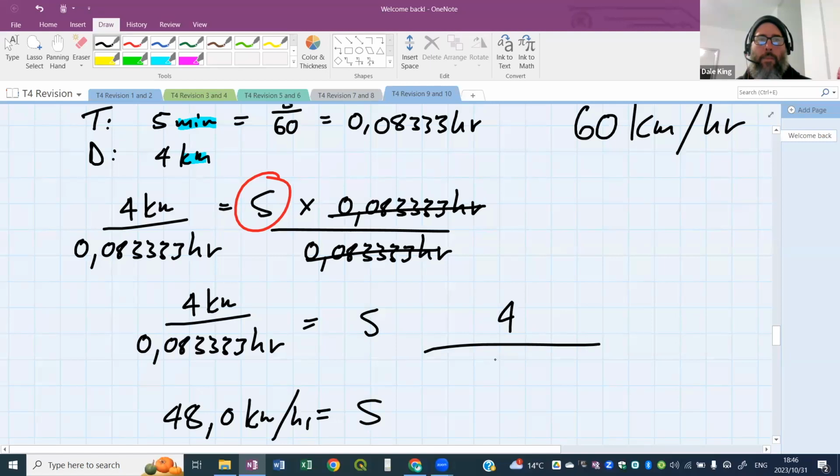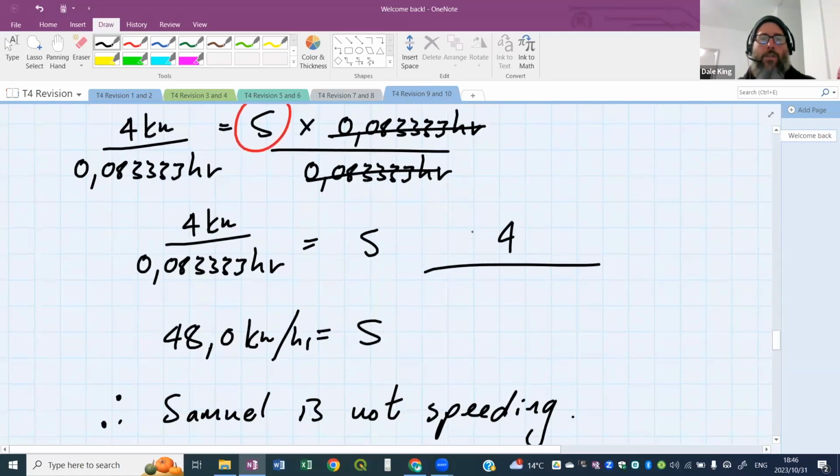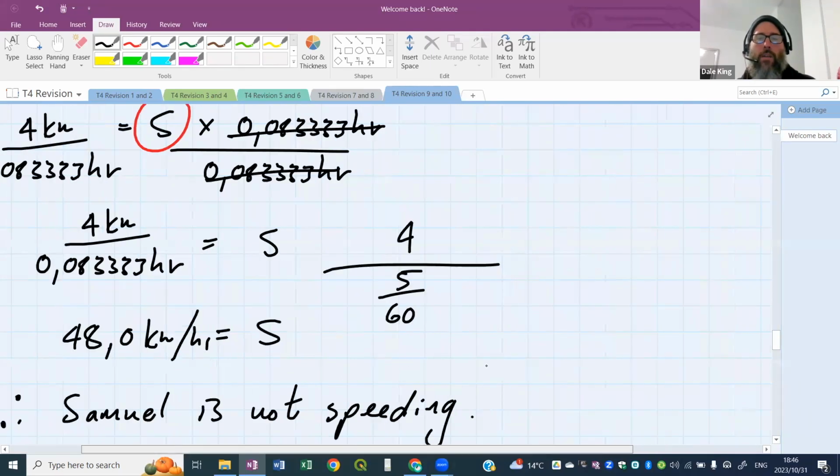I see ours over here at the top is 5 over 60. Now Sonki's got 5 times 60. Now just hold on. Let's just see if this works out mathematically. 5 over 60. So 4 divided by, and I said this is 5 over 60.